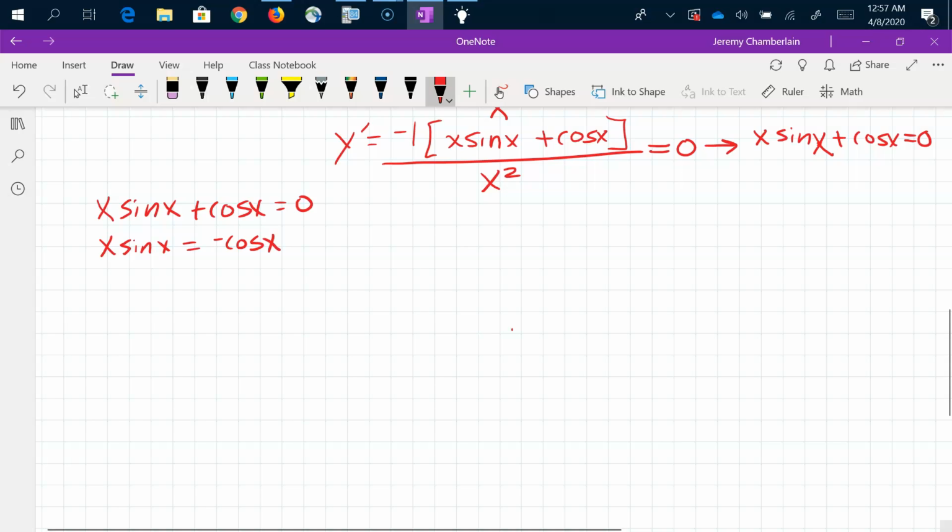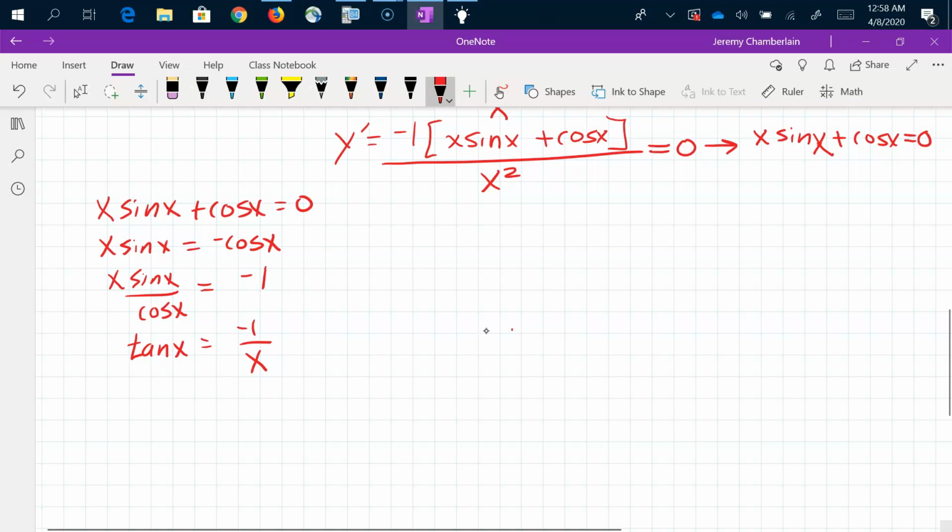And how about divide by cosine x? And then divide by x. So sine x over cosine x is the tangent function. So this will go to 0 precisely when the tangent function is equal to minus 1 over x.